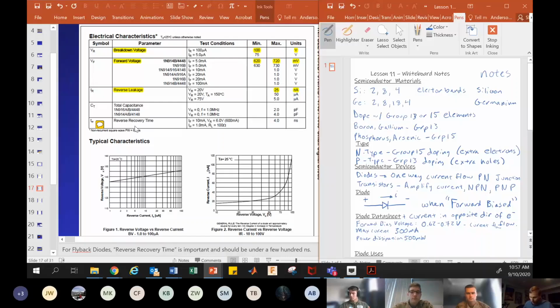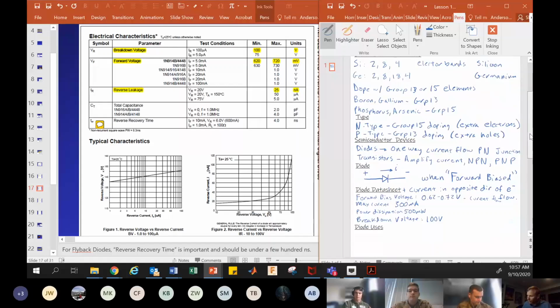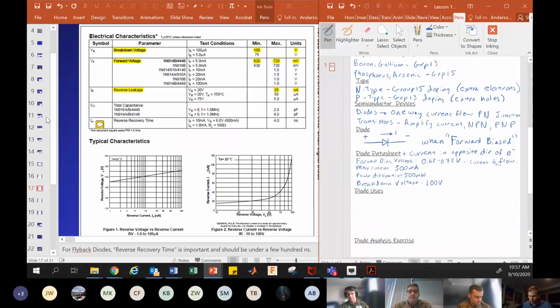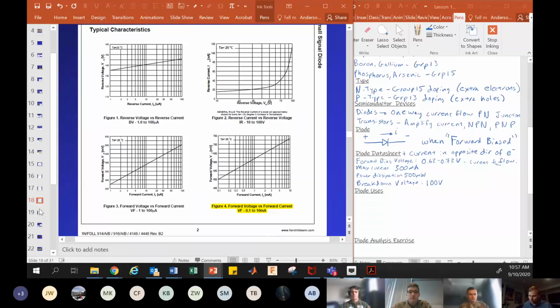Okay, so those are the main things to take away from the data sheet. We want to see the breakdown voltage. That's important. That's the reverse voltage that if you apply, in this case 100 volts, in the wrong direction, you'll break the diode. It won't prevent current flow anymore. Okay. So again, you're going to get familiar with looking up data sheets and reading them and learning about devices based on the data sheet. Here are some additional pages.